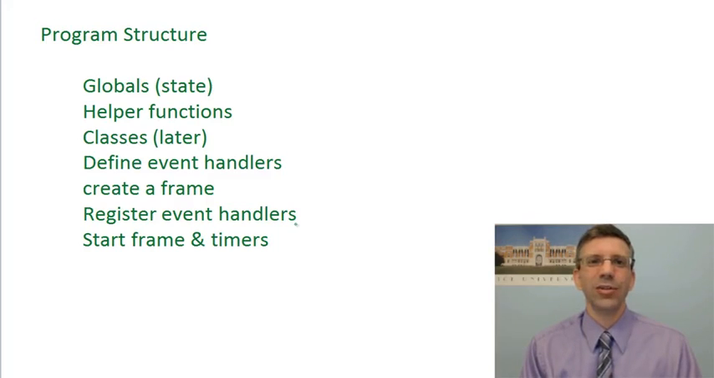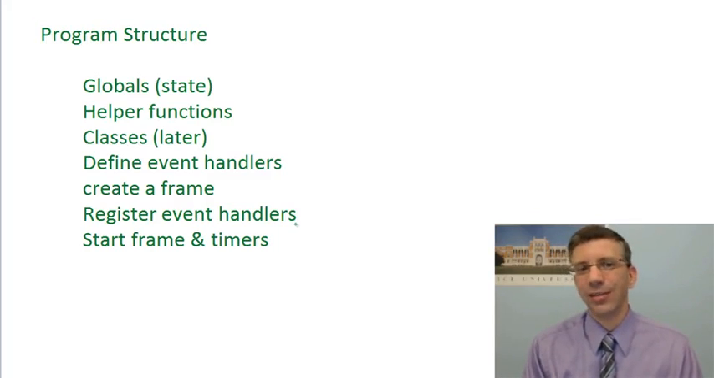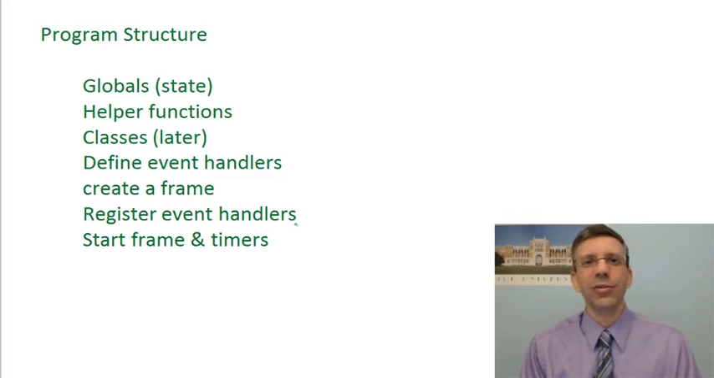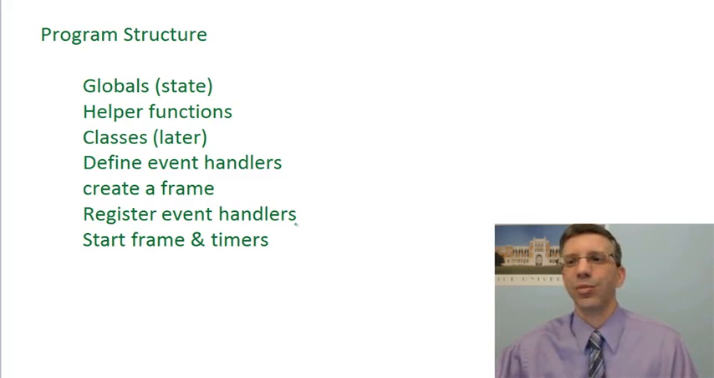You look at your programs and you go down the list and you either say, hey, I have my globals or I don't need any in this program. I have my helper functions or I don't need any, and so on. And if you do that, you will have a much easier time at generating correct working SimpleGUI programs.